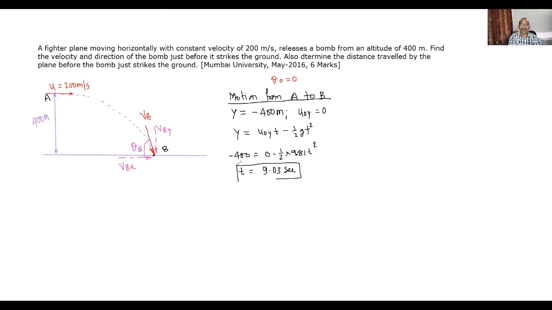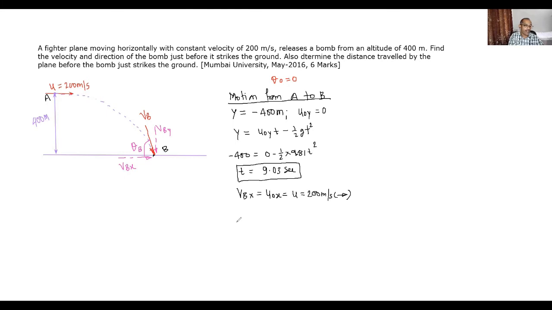This is also called the time of flight, which you have calculated from point A to point B. Now you know the horizontal component of velocity, that is Vbx, always remains constant, which is equal to u0x. In this case u0x is nothing but U, equal to 200 meters per second and rightward. That means the horizontal component you know.